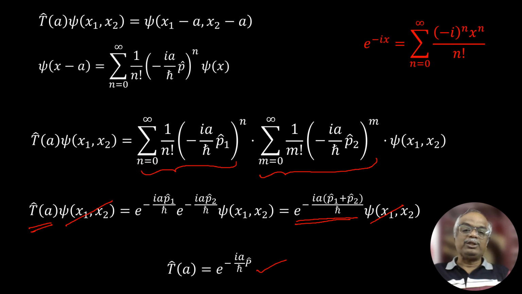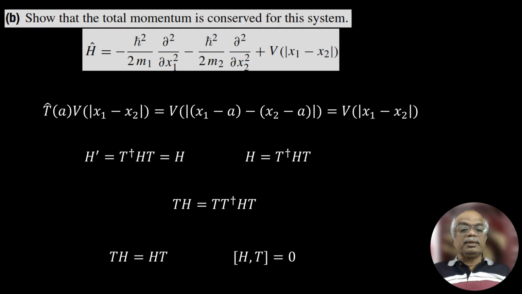Then we will move on to the next section. Section b is to show that the total momentum is conserved for this system. So the Hamiltonian given for this system is minus h cross squared over 2m1 del squared over del x1 squared, the same thing for particle 2, and this is the potential. So the potential depends only on the separation between the positions of particle 1 and 2.